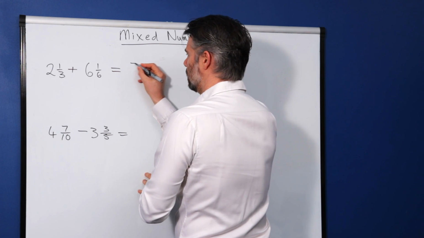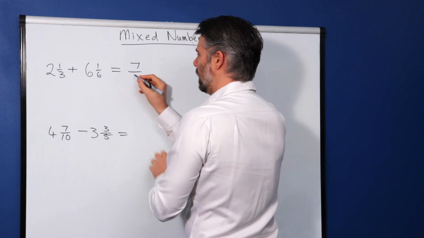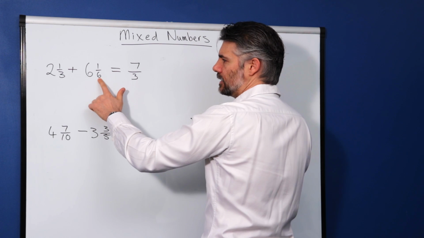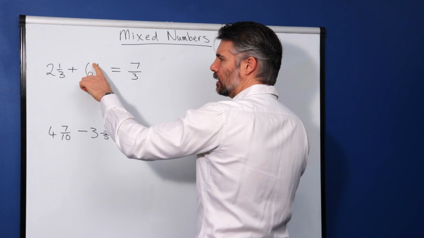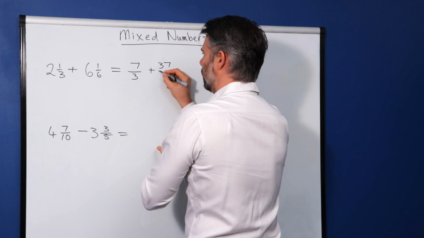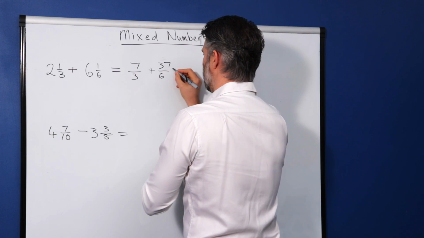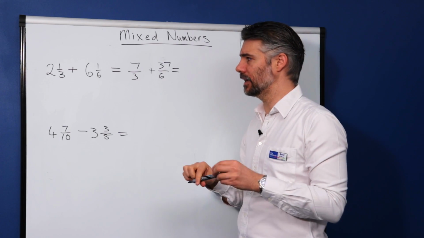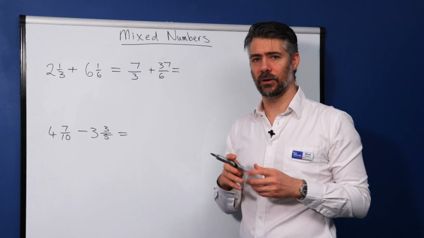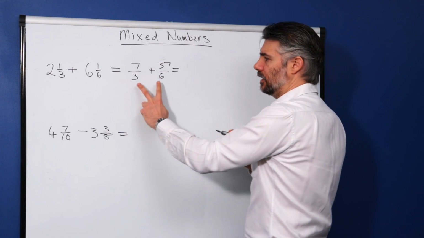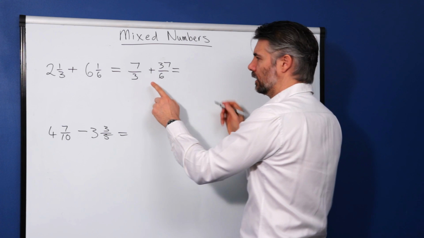is 7, and my denominator is 3. Then I convert this one, so I say 6 times 6 is 36, plus 1 is 37, and my denominator is 6. Alright, now I have to try and get them to a common denominator. You can watch our video on lowest common denominators if you need help with that, but here I'm going to use 6 as my common denominator.